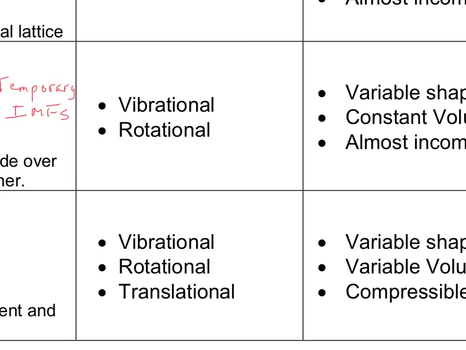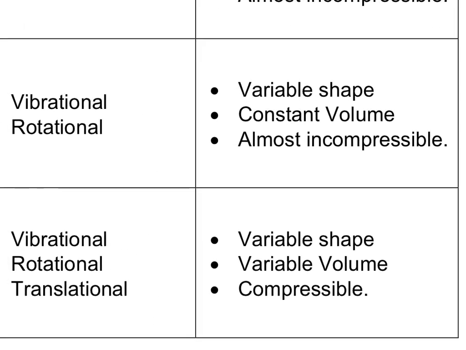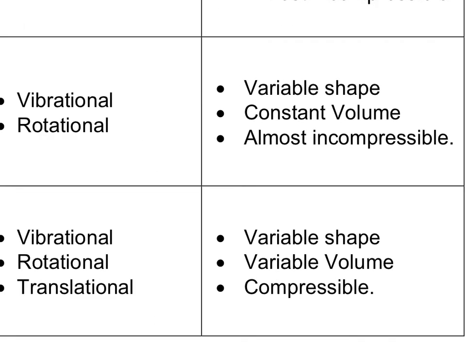Because the particles are not locked into position, liquids take the shape of their container, and they are also able to flow when poured. But they do have constant volume, and they're still almost incompressible, simply because the particles are still packed closely together.